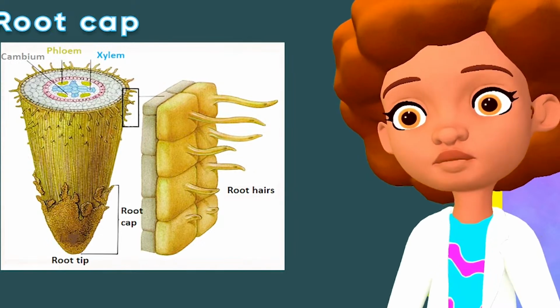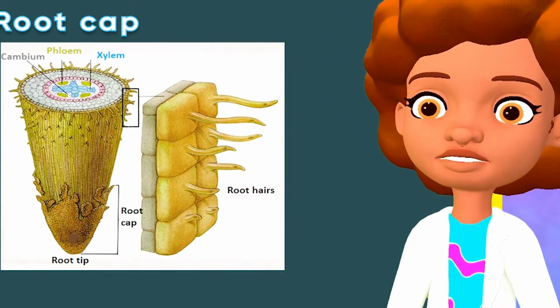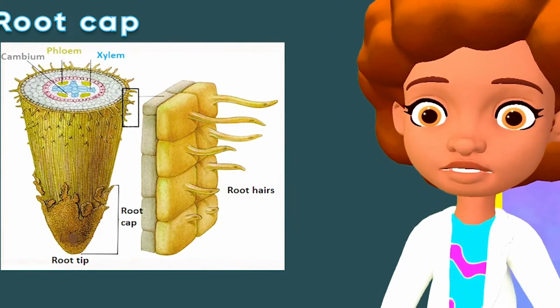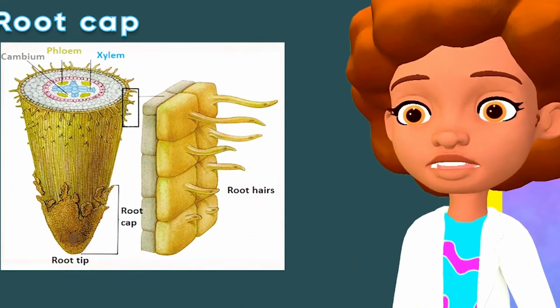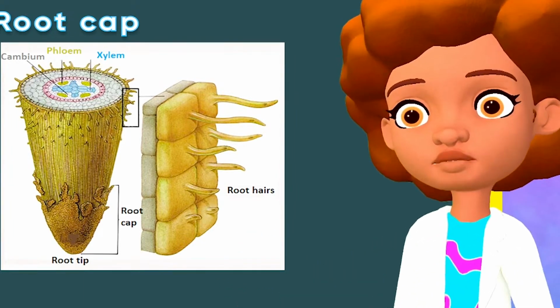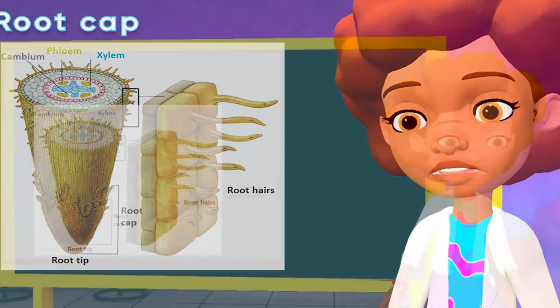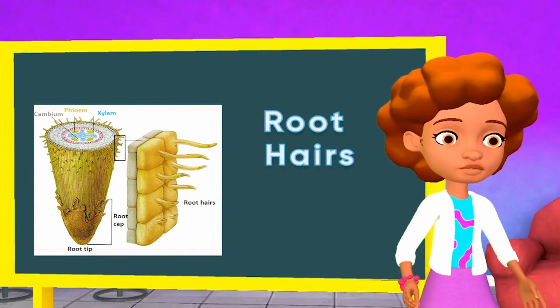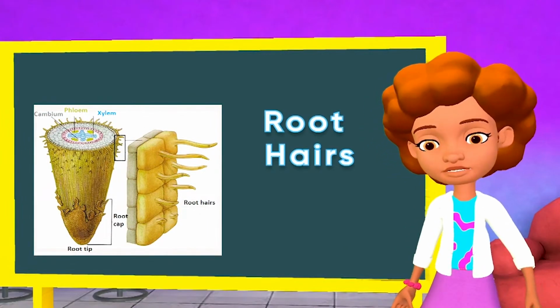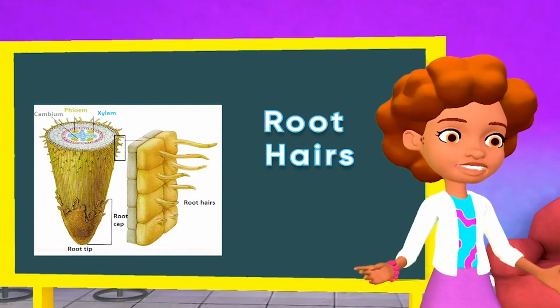The main job of the root cap is to push through dirt, sand, and soil to look for water and nutrients. It protects the new cells that grow at the tip and help the root become longer. The tertiary roots, also known as root hairs, have very unique cells.